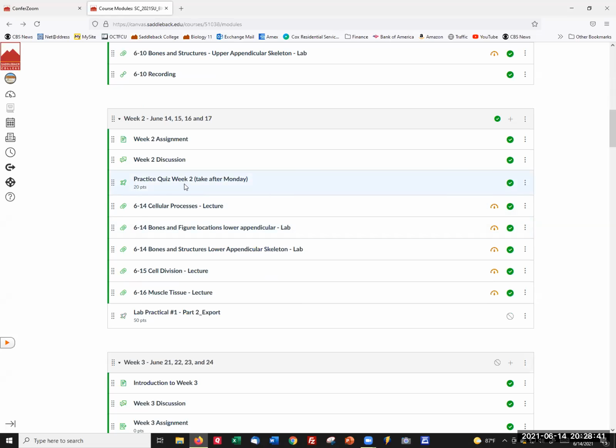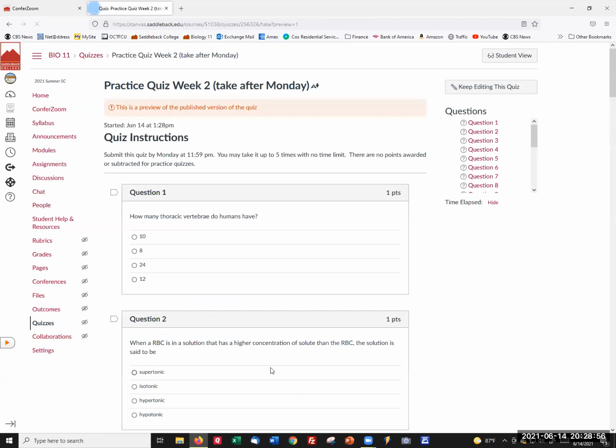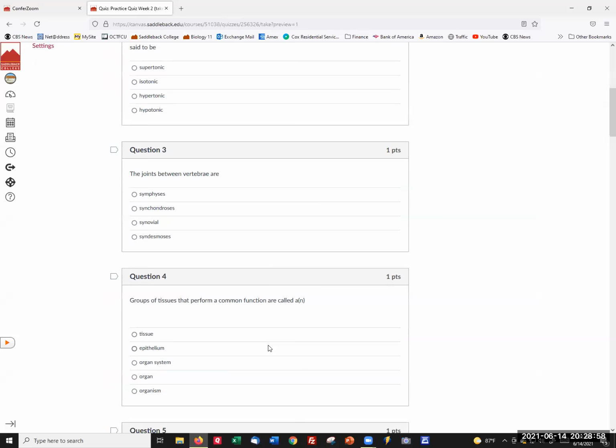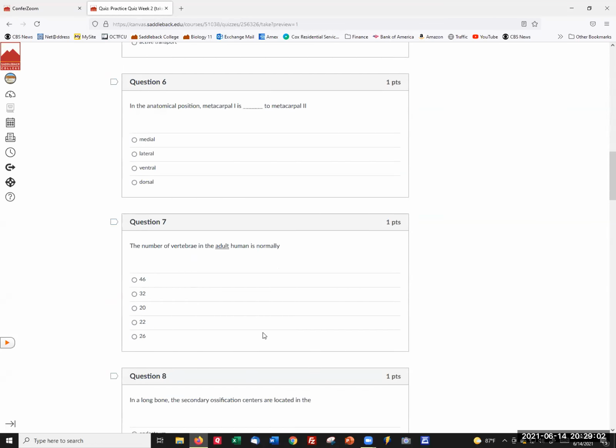Okay, here's a practice quiz. I put it up last night. I want you to take it after today's class, not during today's class. It's going to be text-based too. When they're text-based like this, instead of image-based, you know they're lecture tests.